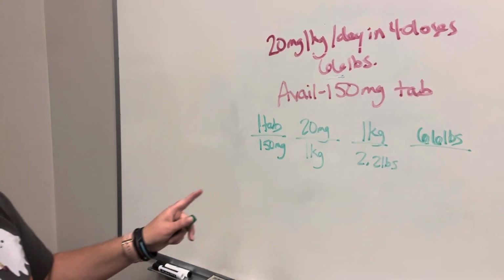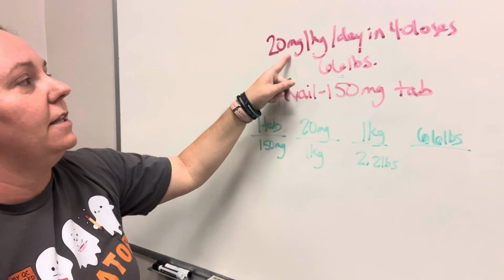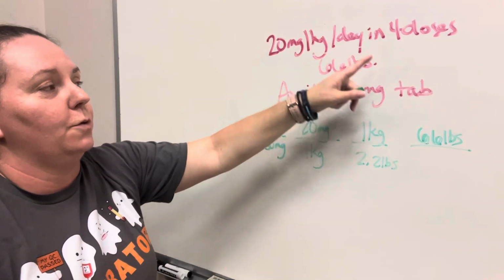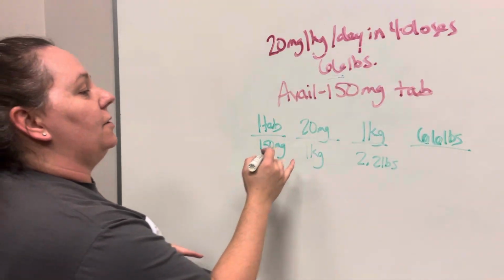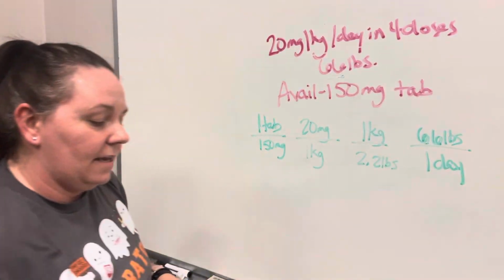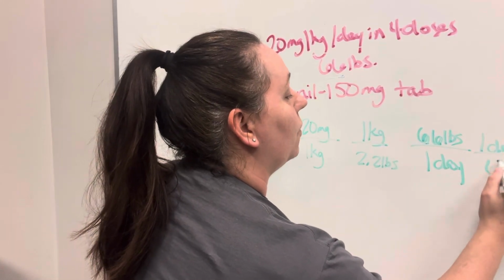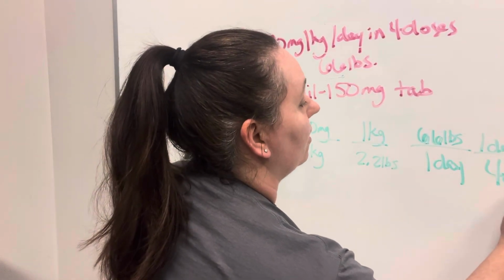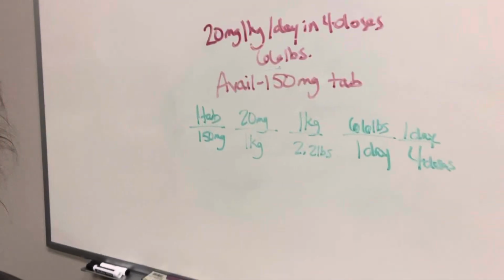So we're going to do 4 doses over the course of a day, as it is 20 milligrams per kilogram per day in 4 doses for our 66-pound patient. So we're going to do 1 day here, and then in 1 day we do 4 doses. So there's our dose right there at the end of the equation. See it a little bit.